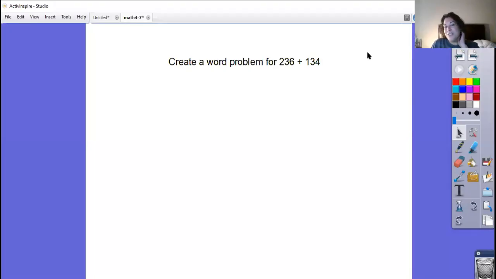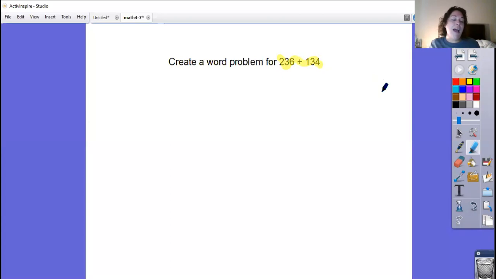Which brings us, boys and girls, to our next problem. So here I'm going to ask you to create a word problem with me. We have the number sentence. Remember, this is a number sentence. It's not a word problem. A word problem is when we have a story that's going along with something else. But this is a number sentence.